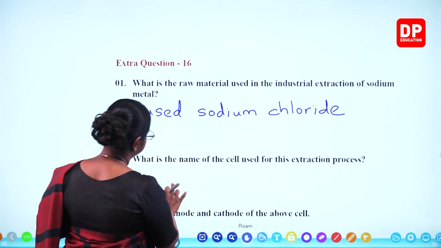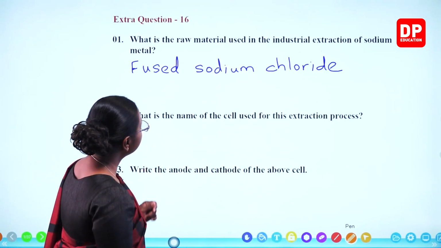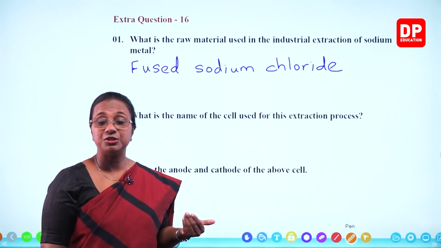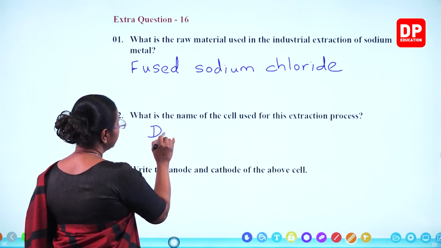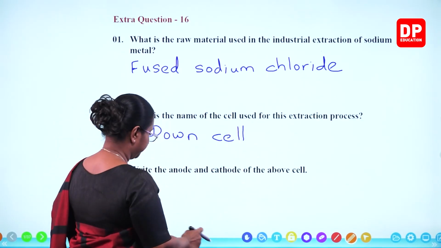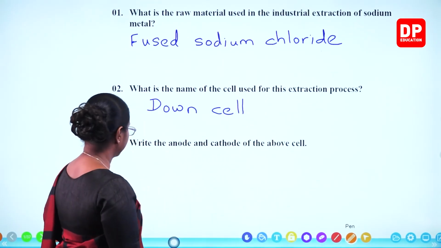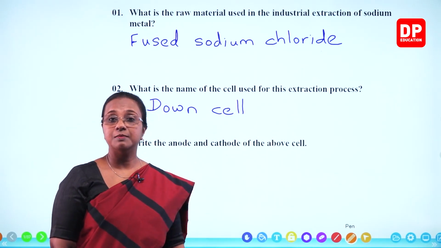So then, the second question. What is the name of the cell used for this extraction process? I already mentioned to you all, it is the Downs cell or Down cell. Down cell. Then, what is the next question? Write the anode and cathode of the above cell.